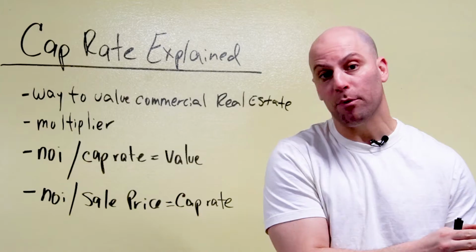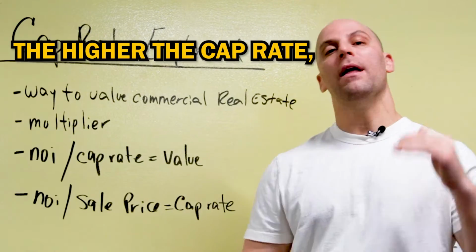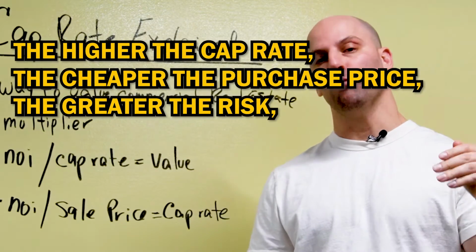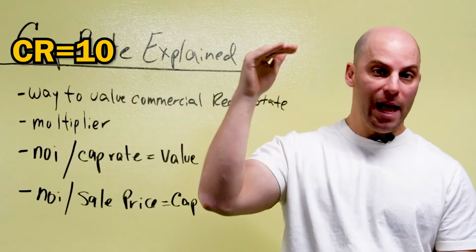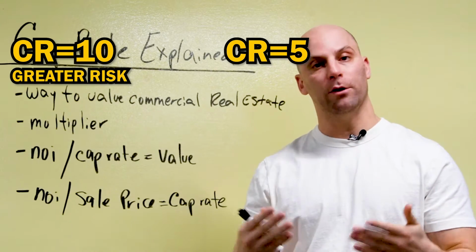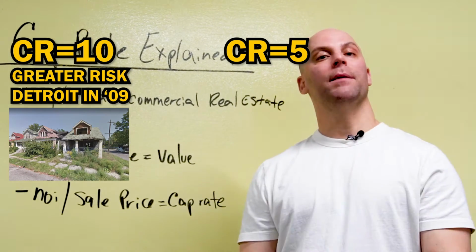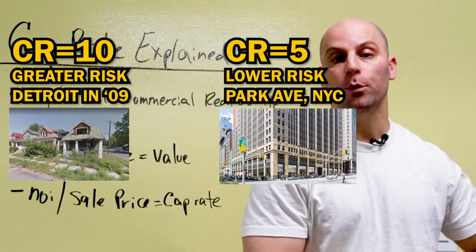The correlation between cap rate and sales price is very simple. It's a measure of risk on top of it being a multiplier. The higher the cap rate, the cheaper the purchase price, the greater the risk, the greater the return. Okay, I'll say that again. If you have a cap rate of 10 versus a cap rate of 5, the building that you're buying at a 10 cap is going to have a greater risk, think Detroit in 2009, than something that has a cap rate of 5. Think Park Avenue, New York City.